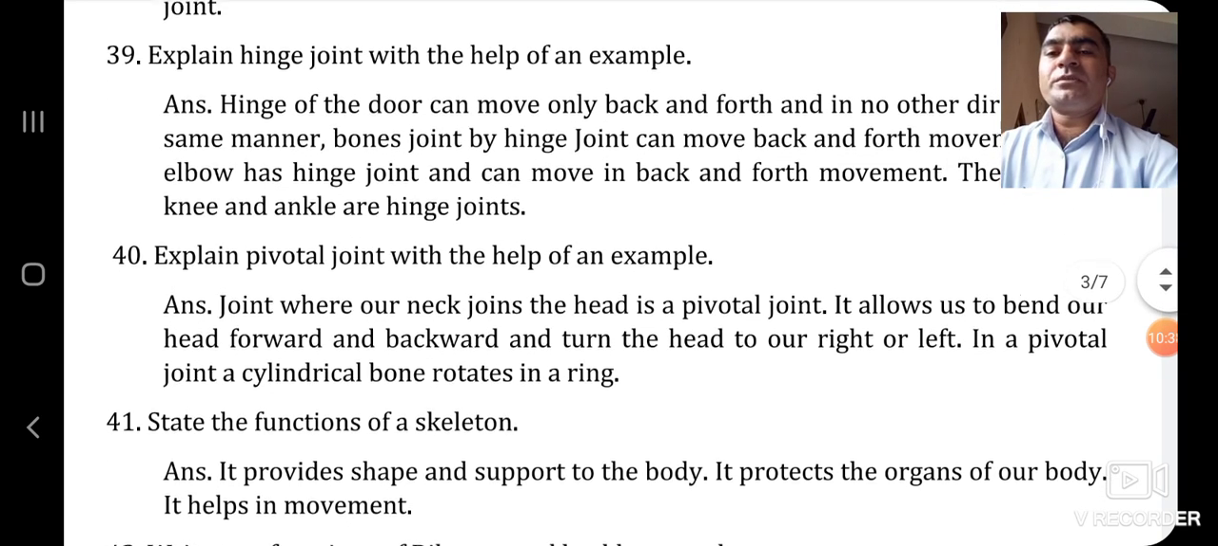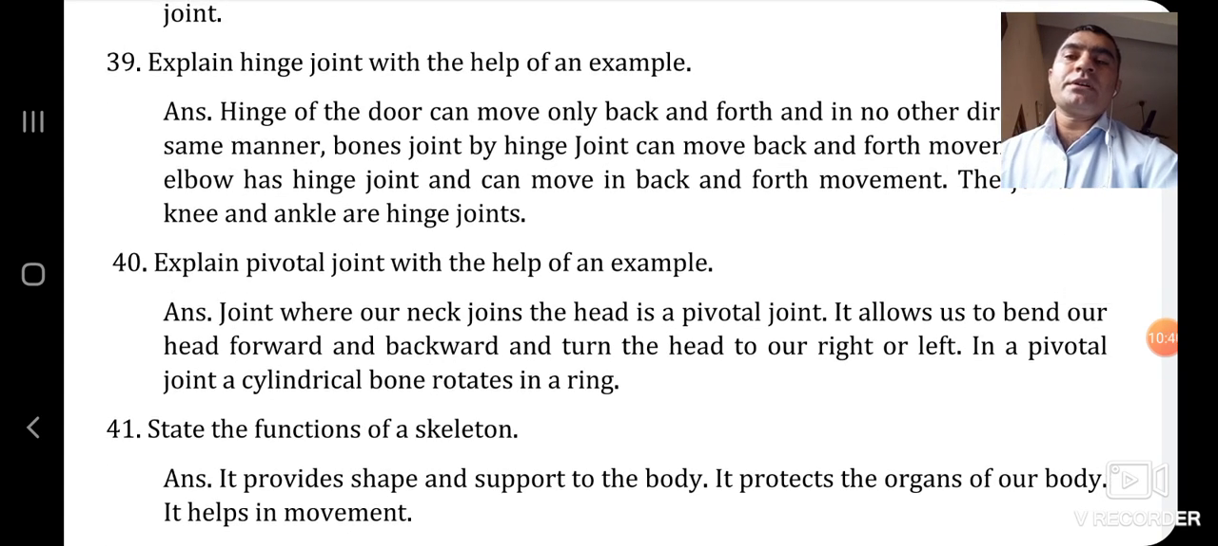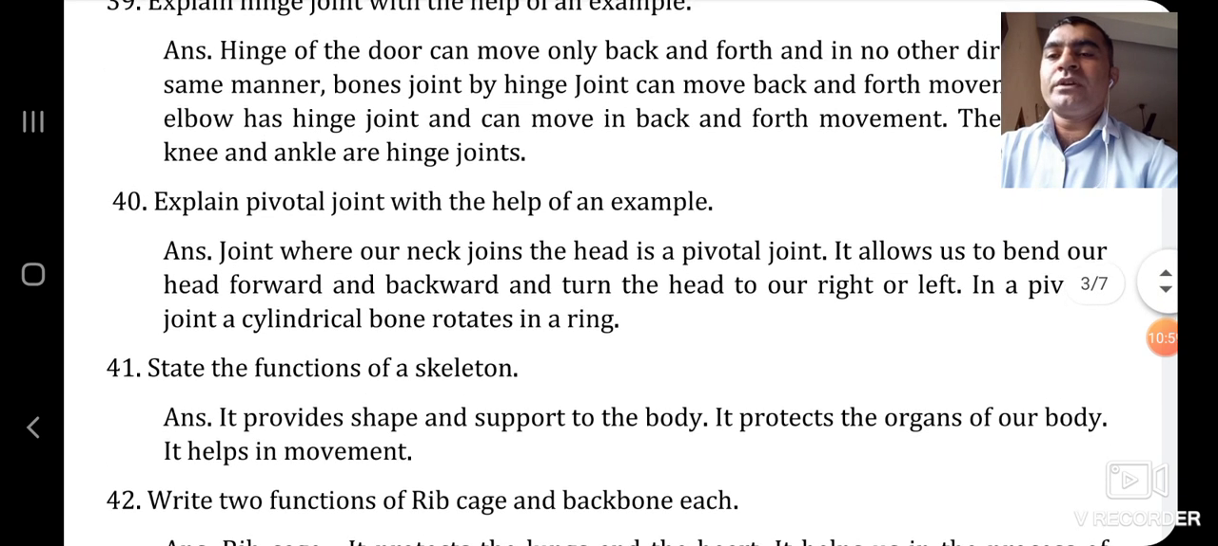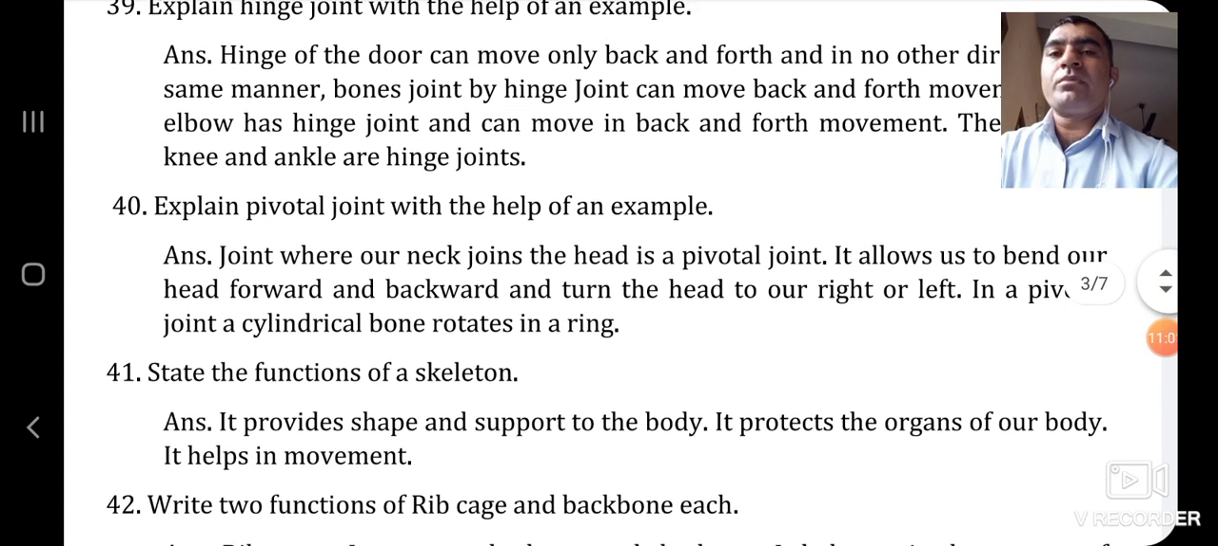It provides shape and support to the body, it protects our organs and it helps in movement. So these are the functions of the skeleton. It provides shape and support to the body, it protects the organs of our body and it helps in movement. The next question we have: write the function of rib cage and backbone each.